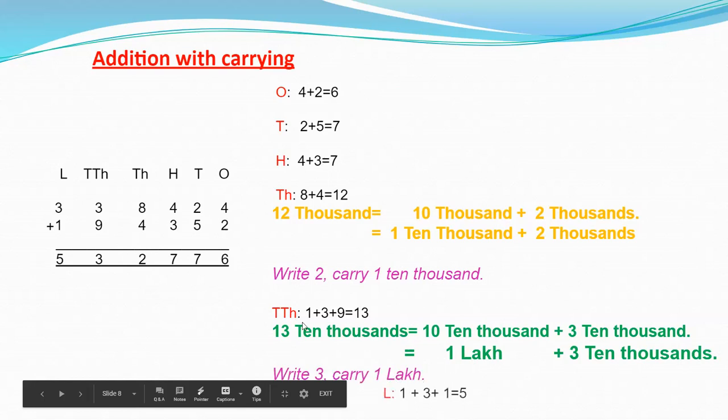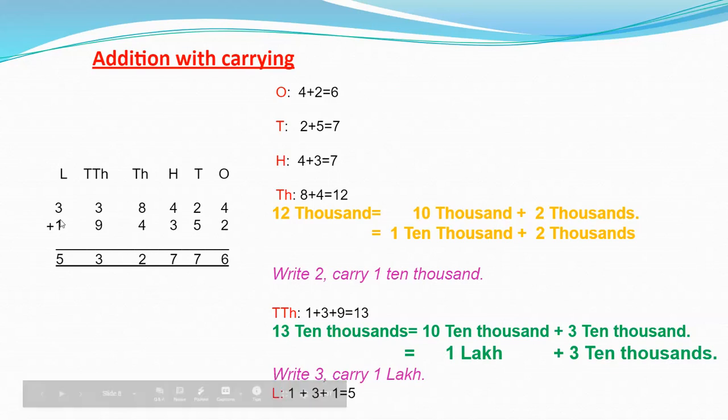Now how many lakhs are there? We will add all the lakhs. 1 is carried. 1 plus 3 plus 1 is equal to 5. So what is our answer? 5,32,776. Students, I think addition with carrying is clear to all of you. Now we will study the next one.